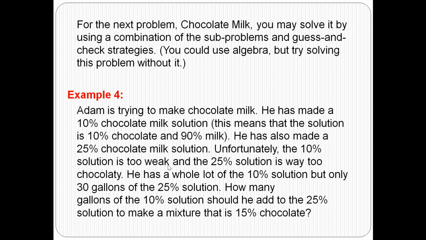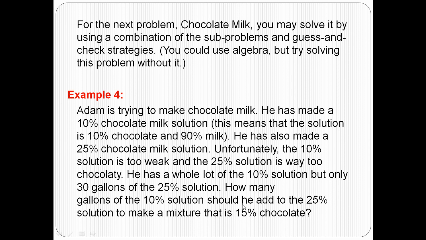Okay, that's a lot of percentages. So let's look at this problem again. He made the first solution, which is 10% chocolate milk. And they explained to us that 10% chocolate milk means 10% chocolate and 90% milk. He also made another solution, which is 25% chocolate milk. Again, it means 25% of it is chocolate and 75% of it is milk. He didn't like either of them, so he decided to mix both of them until he gets the percentage that he wants, which is 15% chocolate.